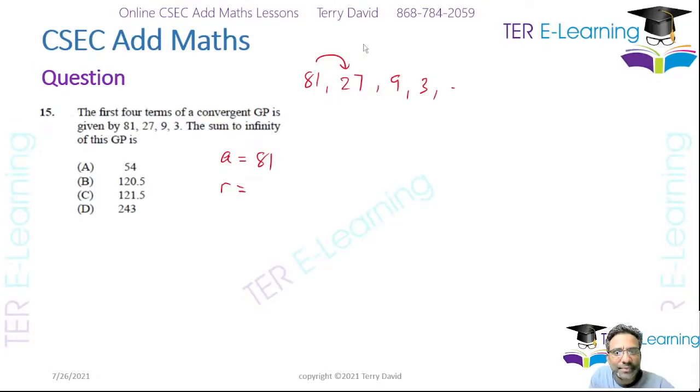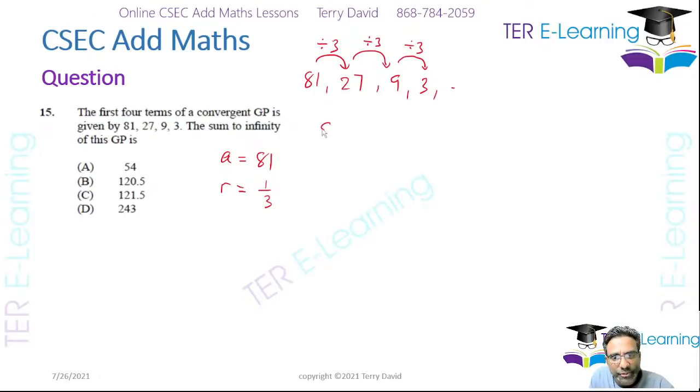When you go from 81 to 27, what I'm doing here is dividing by 3. If I'm going from 27 to 9, again, I'm dividing by 3. And if I go from 9 to 3, I'm still dividing by 3. So that tells me that my common ratio is actually 1/3. So my common ratio here is 1/3. I keep dividing by 3.